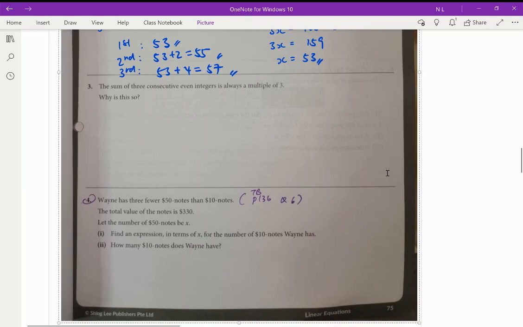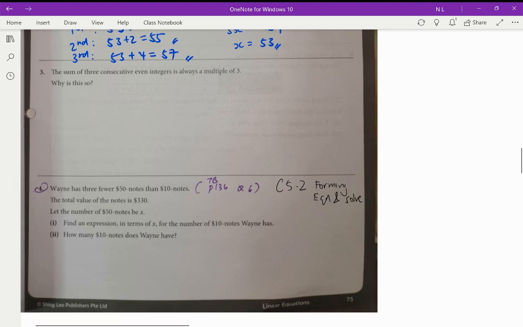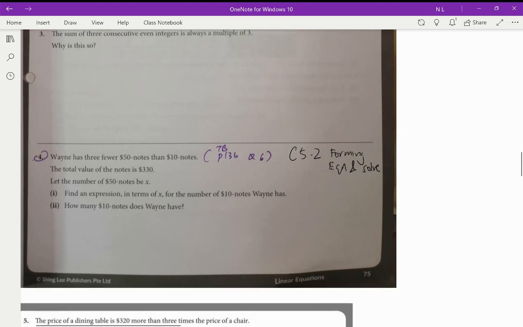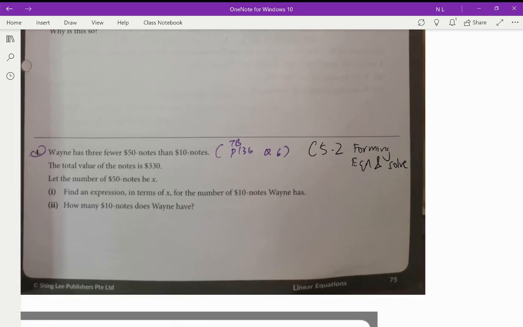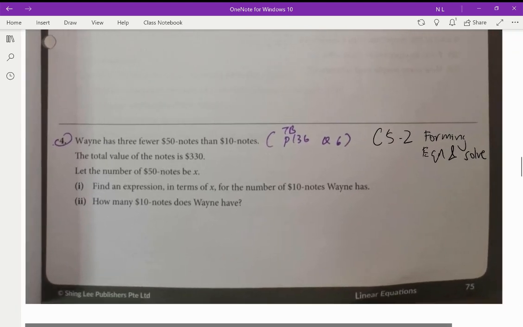Hi students, let's look at question 4. So question 4 is part of chapter 5.2 on forming equations and solving them. You have noticed this question in SLS, so let me go through it with you step by step. What does it mean?